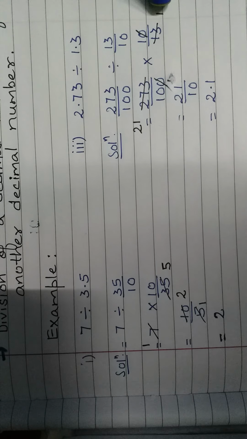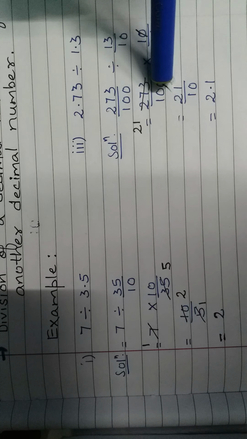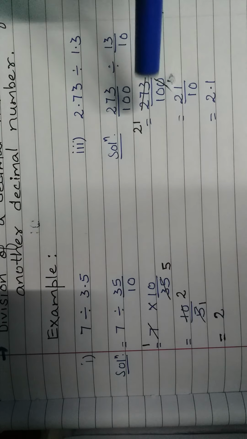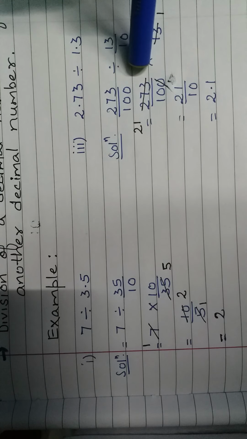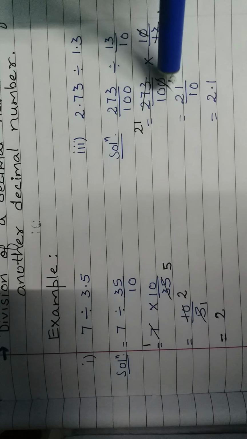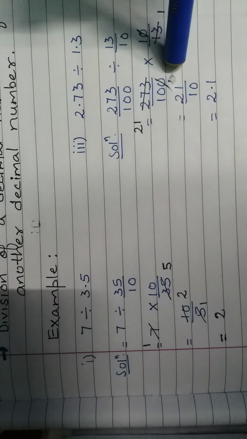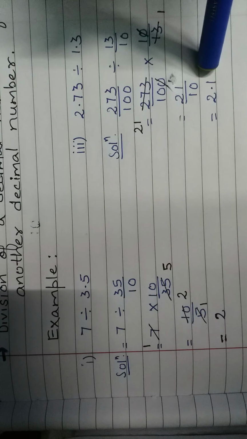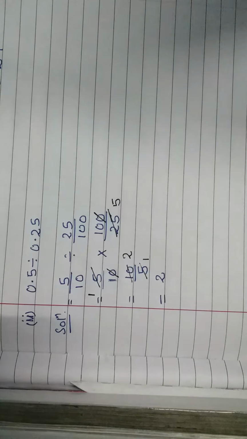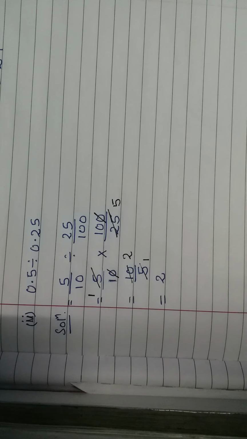Now we have to look for the common factor. 0 will be cancelled by 0. So we have the common factor 13. So 13 ones are 13, and 13 21 times will be 273. Now we have the product 21 upon 10. So we can write this as 2.1 in its decimal form. I hope it is clear. Let's see one more example for this.